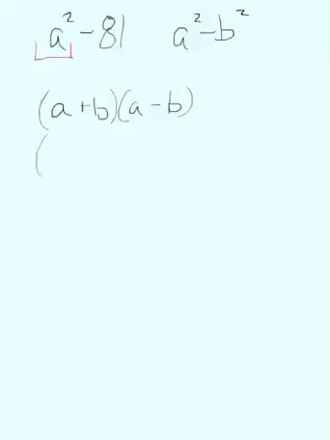This one would be a plus, what is the square root of 81? What's the number? 9. And the other one is a minus 9. And it's factored and done. If you FOIL that back together, you're going to get what you started with. So these ones, if you can recognize it, it's pretty quick.